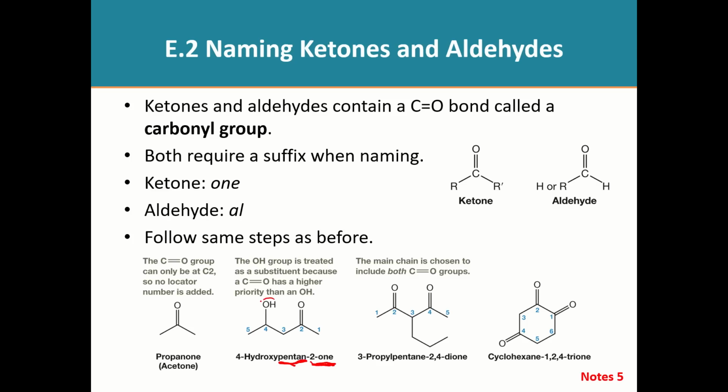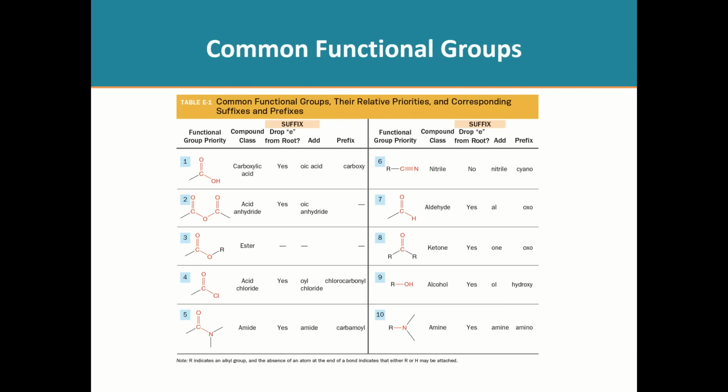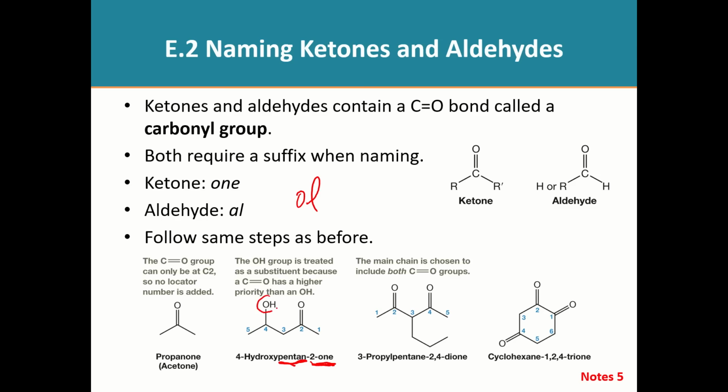And then we have an alcohol. But notice when we're naming the alcohol, when it's not the highest priority, we're not using the suffix -ol. For an alcohol, if we're looking for the suffix, it's an -ol. But if the alcohol is behaving as a prefix or a substituent, it's called a hydroxy. So we see that this right here is named 4-hydroxy, and that is our prefix.